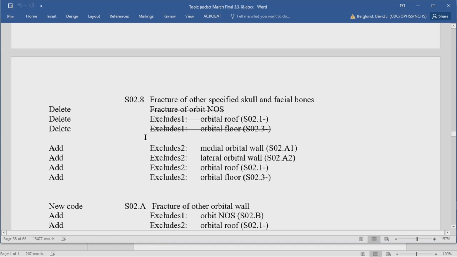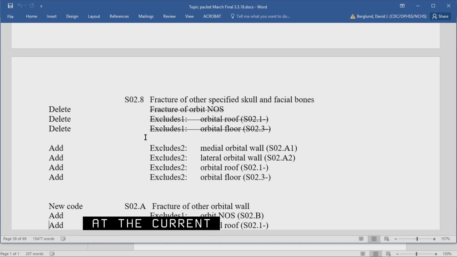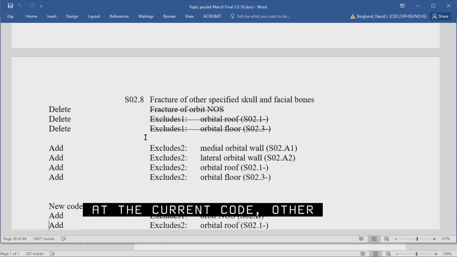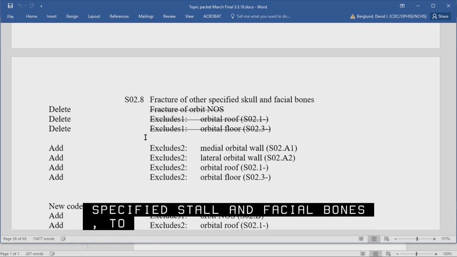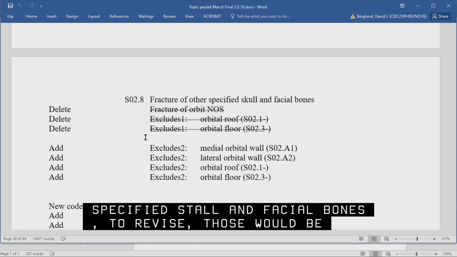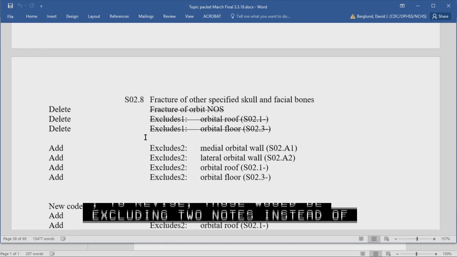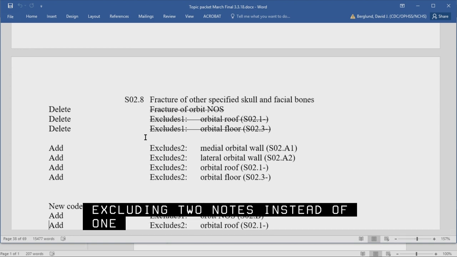at the current code S02.8, fracture of other specified skull and facial bones, to delete fracture of orbit NOS. To revise these next two, instead of saying delete, those are going to be revised to excludes two notes instead of the excludes one. To add an excludes two for the medial orbital wall. To add an excludes two note for lateral orbital wall.